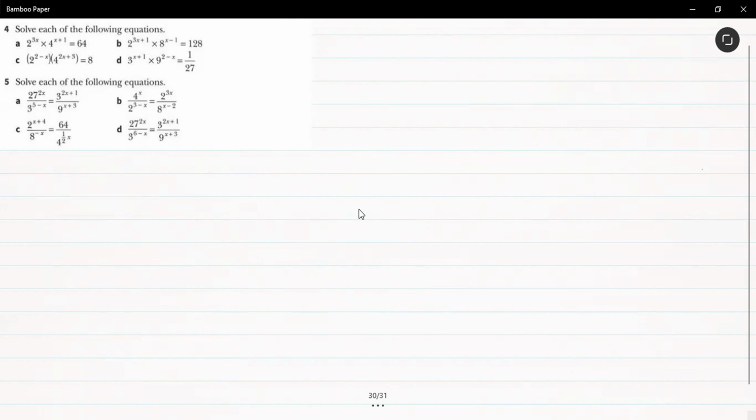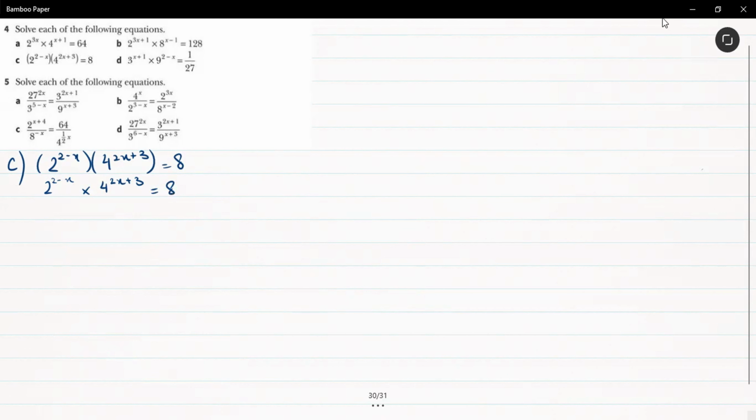Now let's go forward for part C. Part C tells us 2 raised to the power 2 minus x multiplied by 4 raised to the power 2x plus 3 is equal to a. This may seem a little bit intimidating, but it's the same thing again. Because it's in brackets, we multiply it, so it's 2 raised to the power 2 minus x multiplied by 4 raised to the power 2x plus 3 is equal to a.